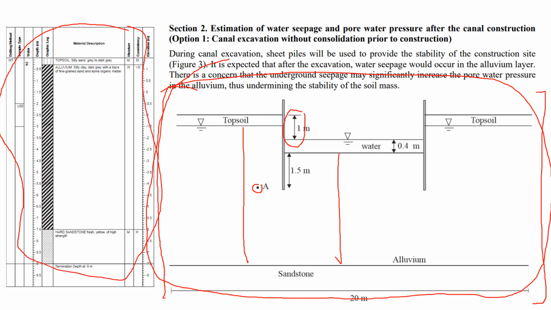So look at this borehole log. It tells you the elevation of each layer. So that will be very useful. Use this and apply it to this sketch. You're also given a scale. Here you're given a scale as 20 meters. So this one will be equal to 20 meters.